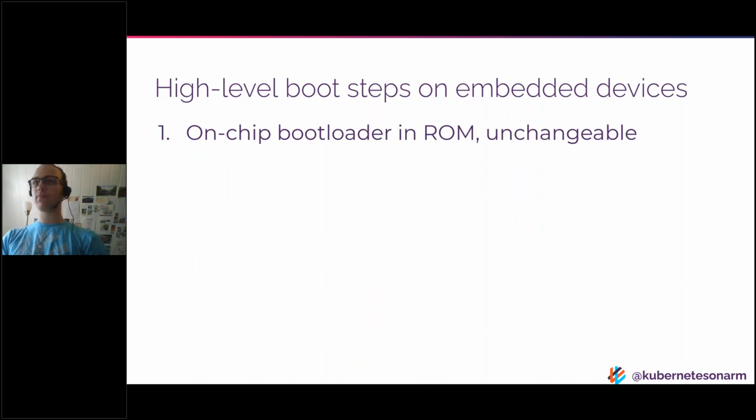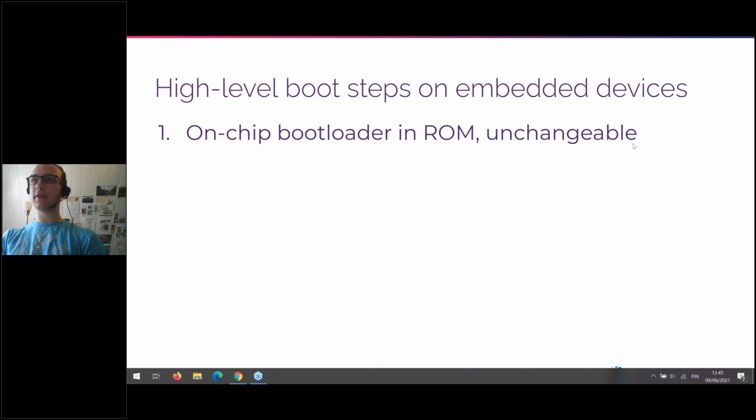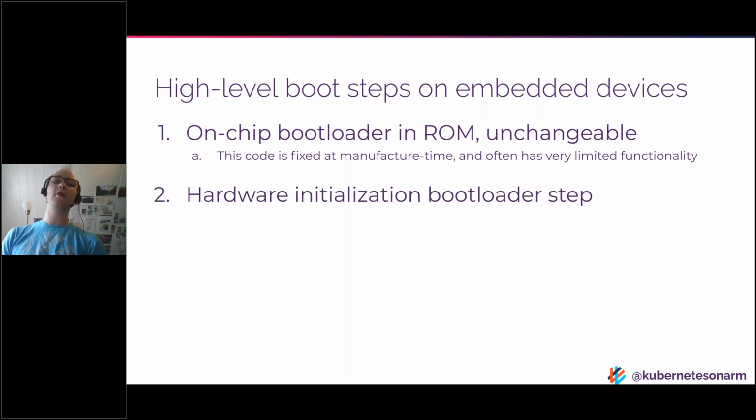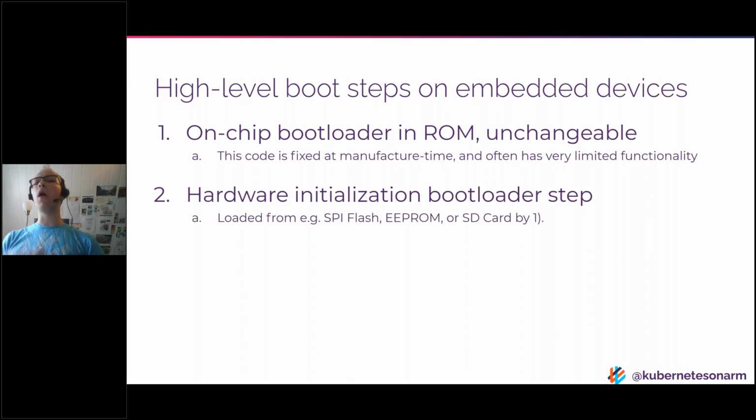The first thing is the on-chip bootloader in read-only memory. This is unchangeable. It's burnt into the CPU or system on chip when it's manufactured, and has very limited functionality, or it should have very limited functionality. The on-chip bootloader figures out where the hardware initialization bootloader is, and this is often loaded from some SD card, some SPI flash, some EEPROM, or similar by the first bootloader.